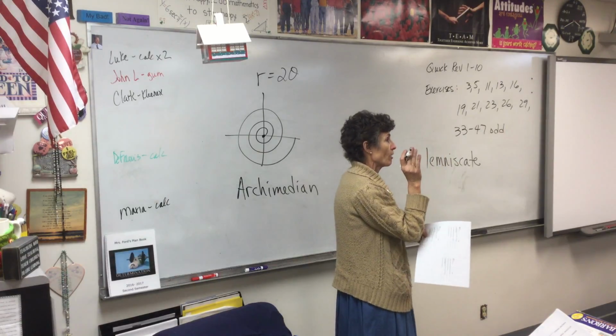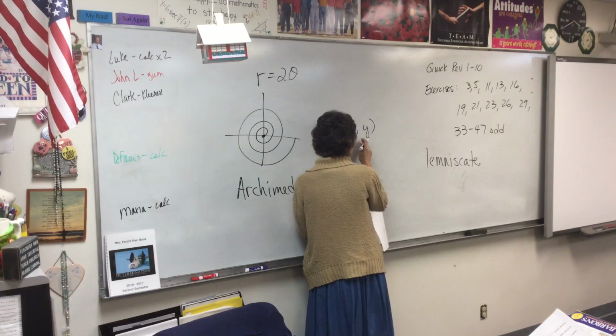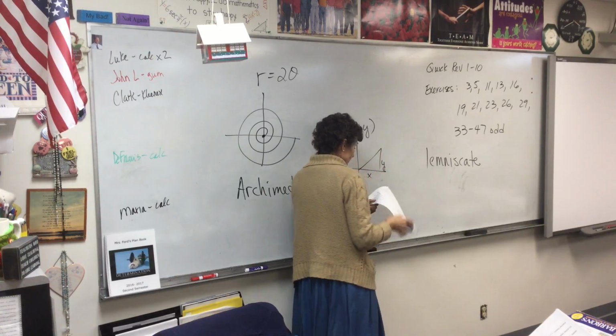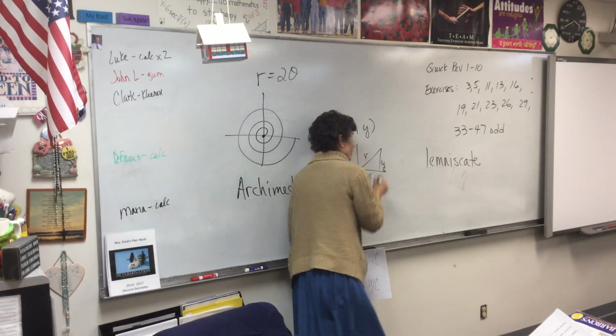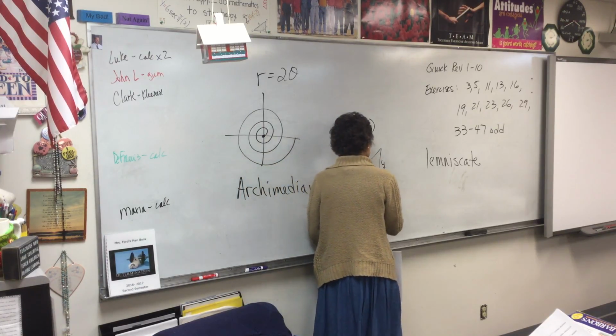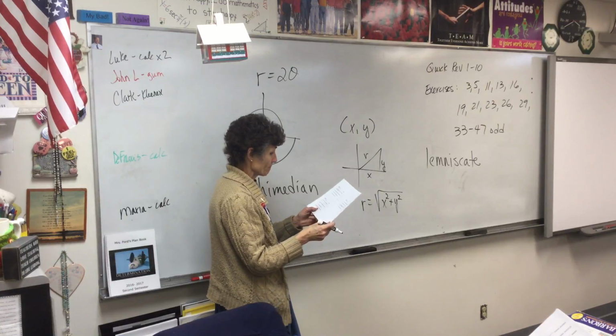In converting from rectangular to polar, so I have x and y. How do we find r? Pythagorean theorem. So r is going to be the square root of x squared plus y squared, right? Every time. That's how we find r. Good.